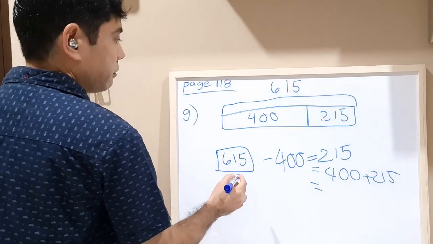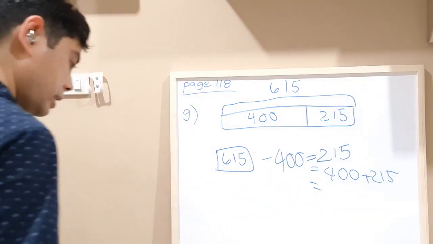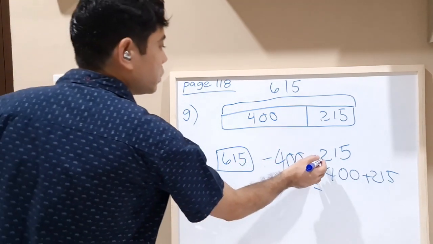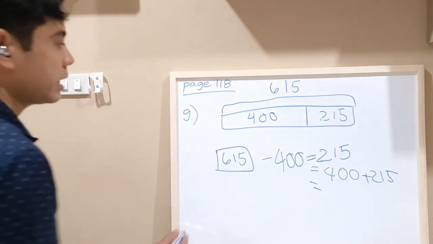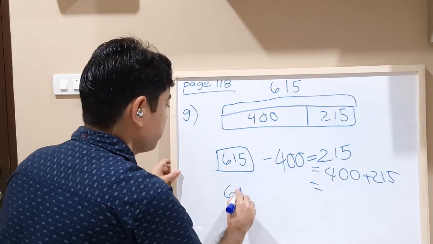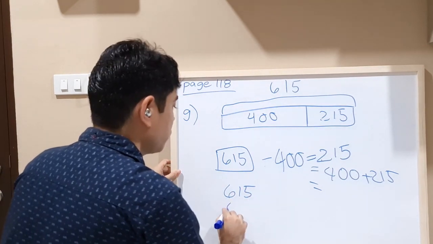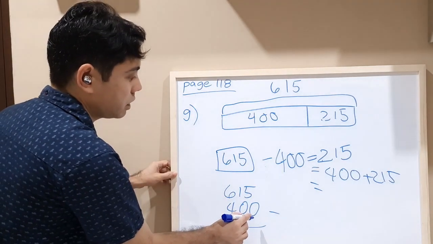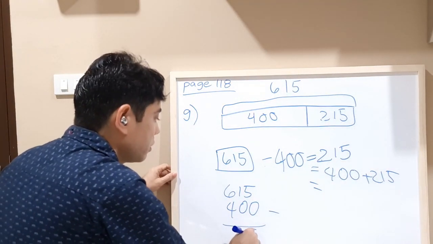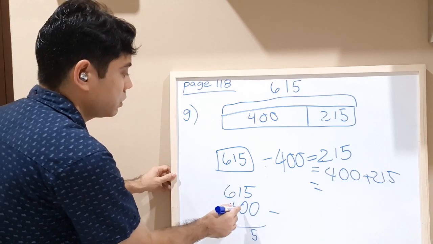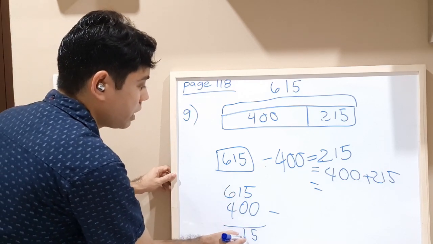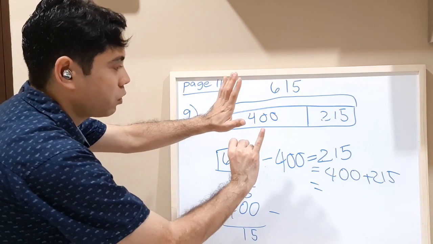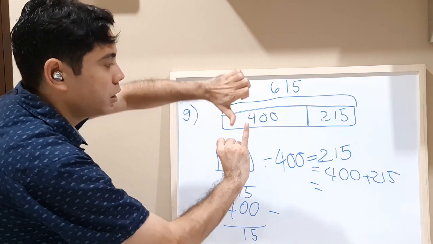So 615 minus 400, it will give you what? It will give you this one. Let's see. 615 minus 400. 5 minus 0. 5. 1 minus 0 will give you 1. You just bring down. And 6, take away 4. 1, 2, 3, 4 will give you 2.